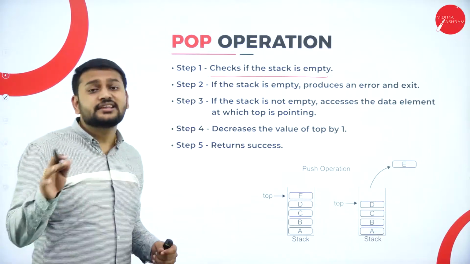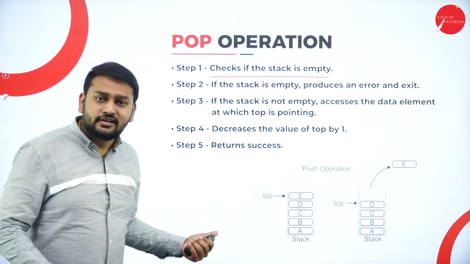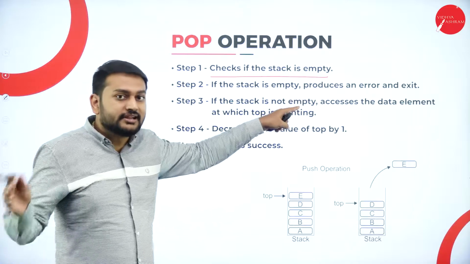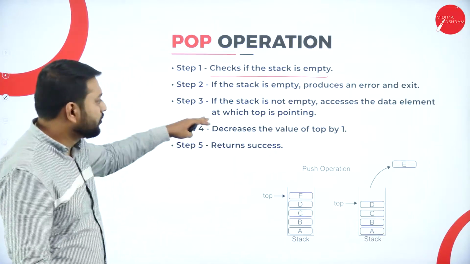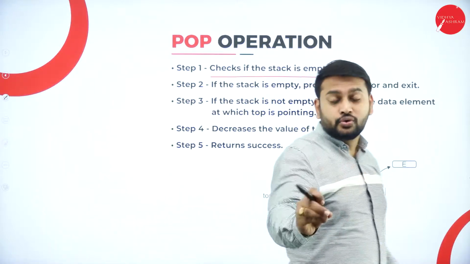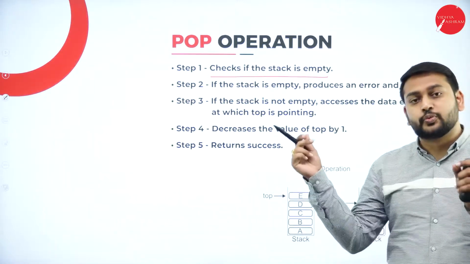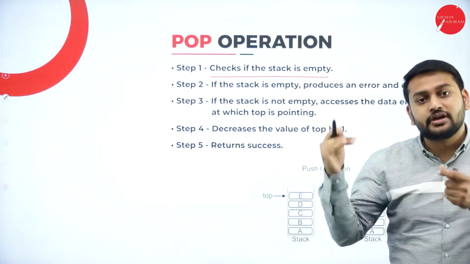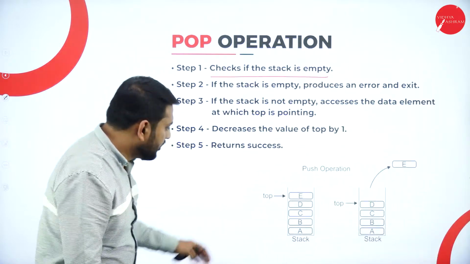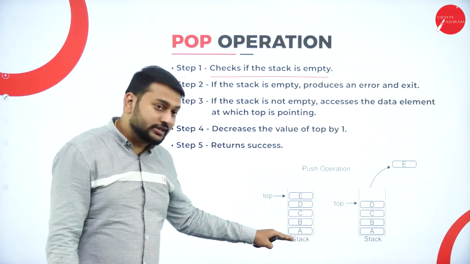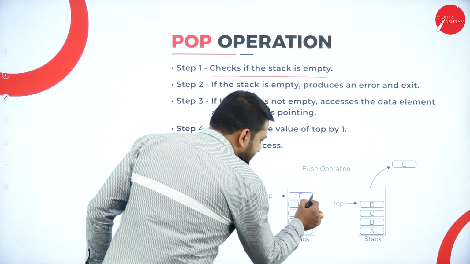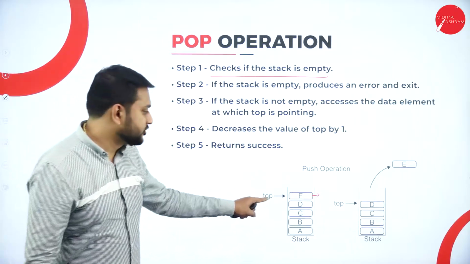Then let's go to the next point. Imagine there is an element inside the stack. So what do I do now? If the stack is not empty, it means there is an element, so access the data item at which the top is pointing. Remember, you can remove the element to which the top pointer is pointing. Observe here, I have the stack. Can you all tell me which element I can remove from this stack? Obviously this one, because my top pointer is pointing to this.